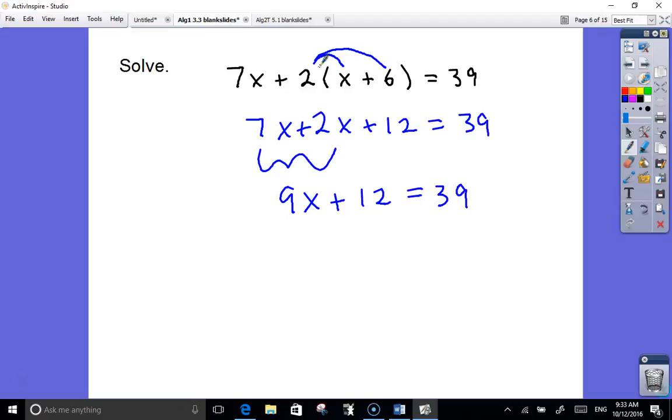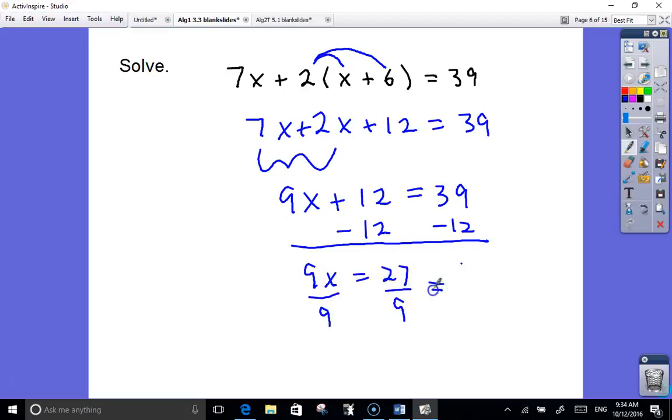Okay, now what are the two steps, Adam? You would subtract 12 from both sides. Then? You would have 7x plus 2x equals 27. No, go on this next line down. 9x equals 27, then what? Okay, so subtract 12, 9x equals 27. Divide by 9, x equals 3.